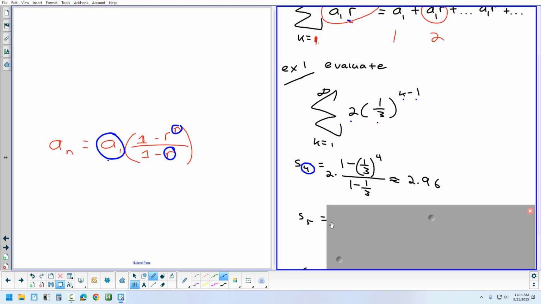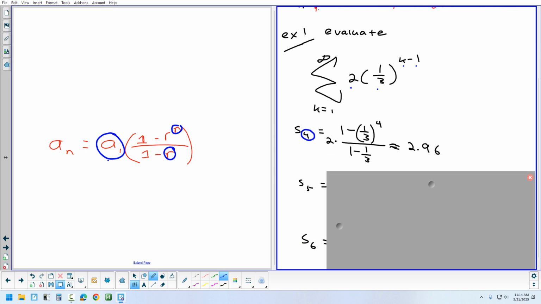Okay, so I already did that. First term is 2, r is a third, and I did it when n was 4. When I add up the first 4 terms, okay, I don't even know what the first 4 terms are. I didn't even find them. I just found what they added up to. So I don't even have to know what they are to add them up. That's the advantage of this formula. The first 4 terms add up to 2.96.